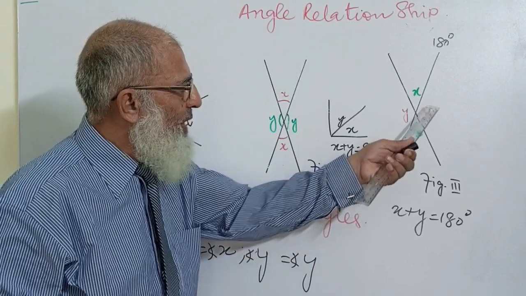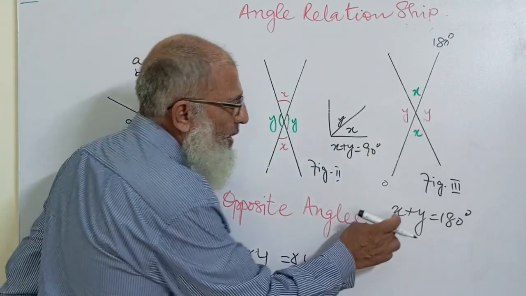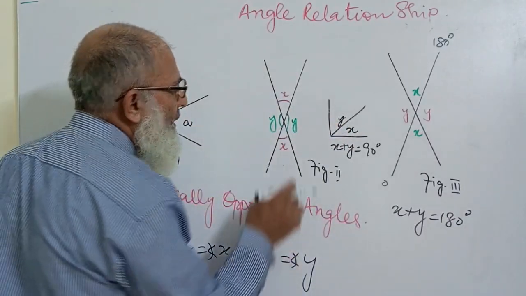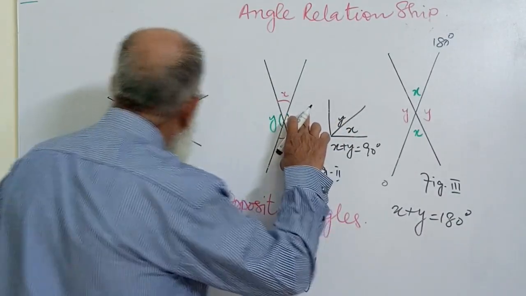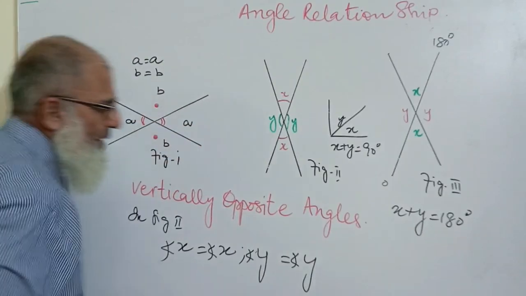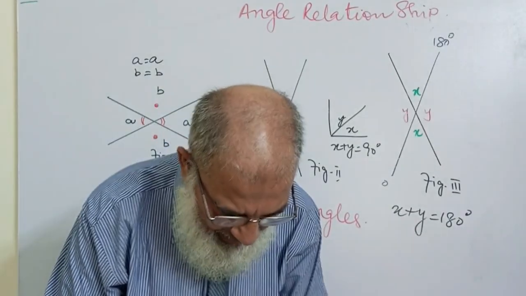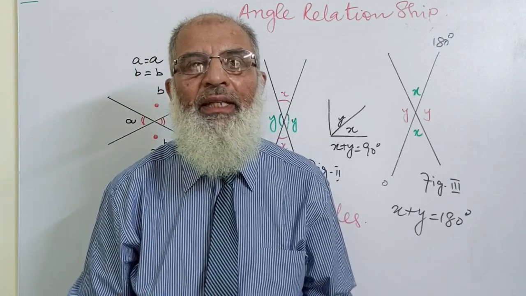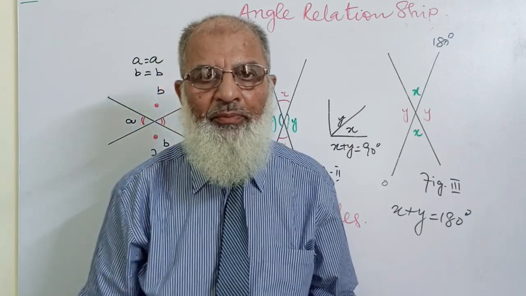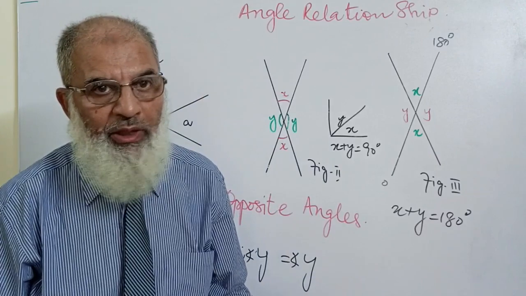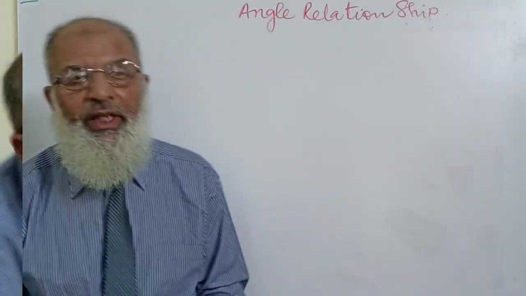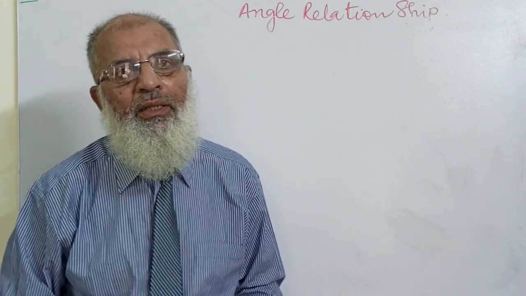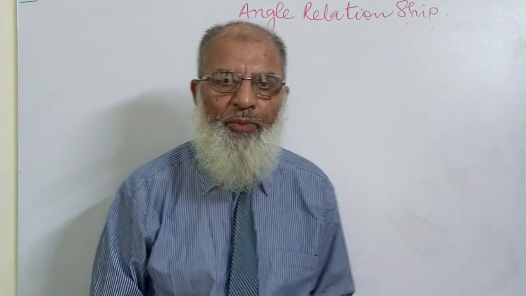These are supplementary angles because they come up with 180 degree. These are also supplementary angles and these are also supplementary angles. Let's start the fresh exercise, and that is using angle relationships to find the unknown angles. It is very simple, my dear students. Let's get started. We can find unknown angles by using the angle relationship format.